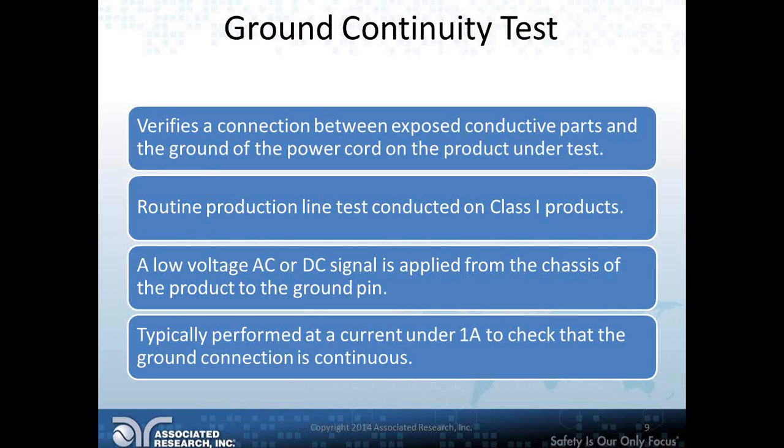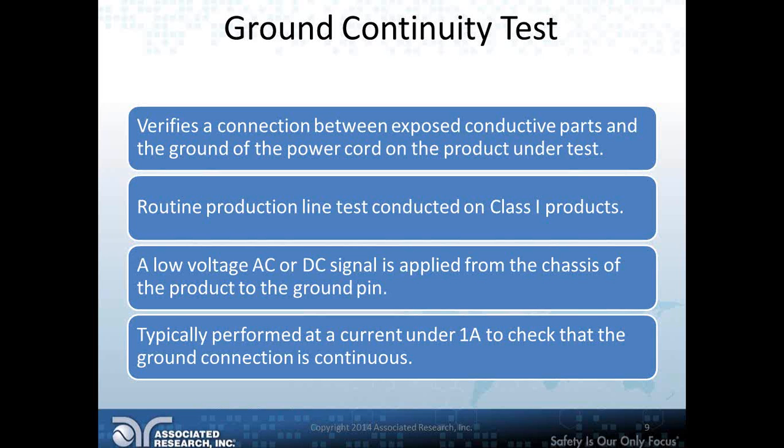The way this test is performed, again, is a low voltage AC or DC signal is applied from the chassis of the product to the ground pin, and just a basic measurement is taken in ohms, verifying there is a continuous ground connection from the chassis to the ground pin, which ensures that the safety ground connection is continuous. It is typically performed at a current under 1 amp to check that the ground connection is continuous.